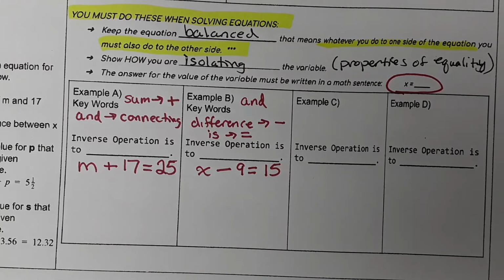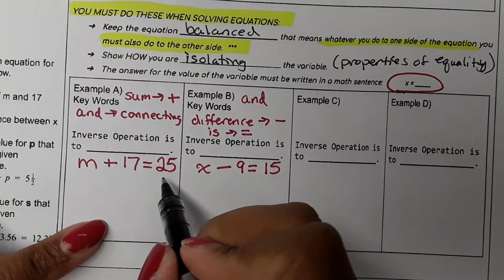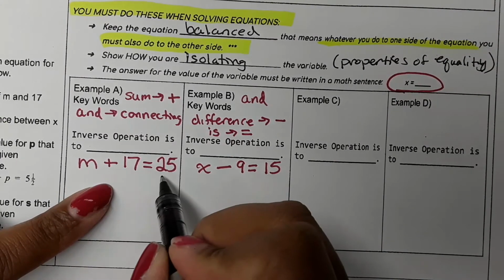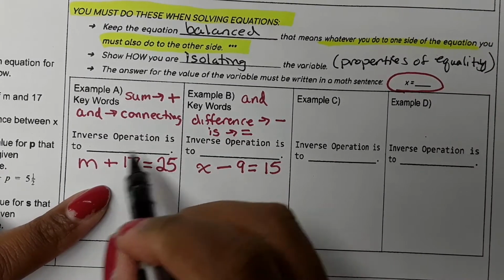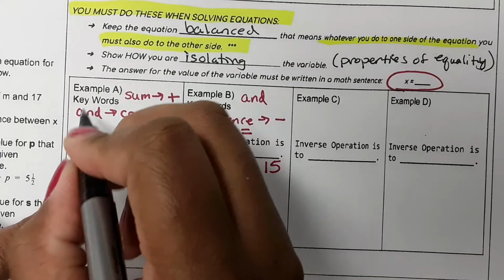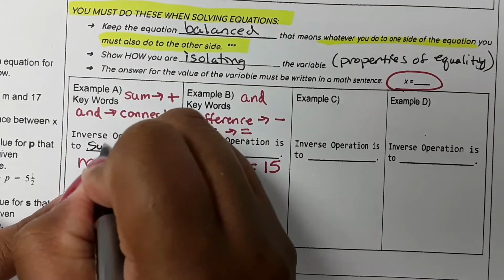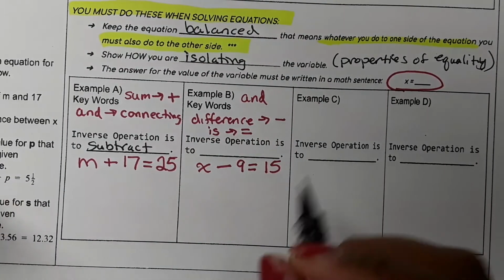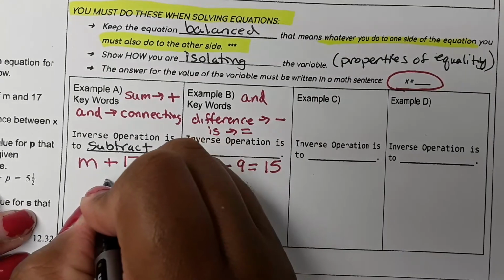We have m plus 17 equals 25. We wrote the equation. We're identifying what operation we have here. We have addition, which means to undo it, the inverse operation would be to subtract. Now, if you have a colored pencil, this would be a perfect time to use it because we want to identify what's happening. So I'm going to subtract.